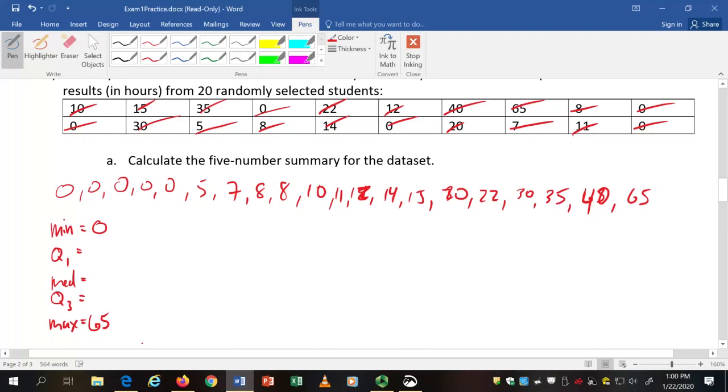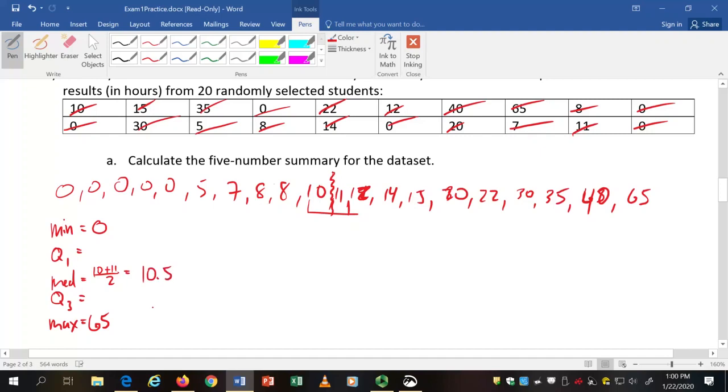This data set happens to have 20 students in it, so there is not going to be a true median, right? It's going to be 1, 2, 3, 4, 5, 6, 7, 8, 9, 10. We're going to split our data set in half, so you have a lower half and an upper half. But since there is no true median, we're going to have to average those. You just add them up and divide by 2, or split the difference. It's going to be 10 and a half.